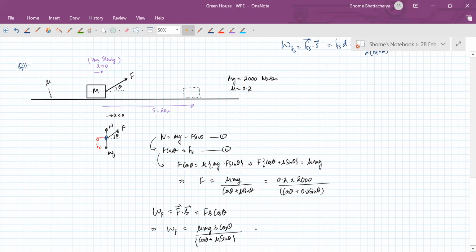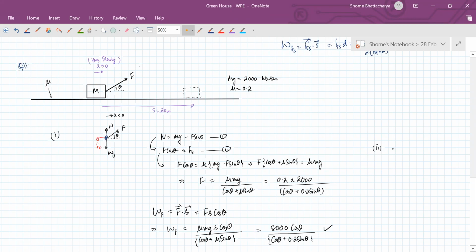So this is the general expression, and when you substitute the values here, you see this becomes 400 into 20, so that's 8,000 cos theta upon cos theta plus 0.2 sin theta. So this is the expression for the first part, the work done by F in general.